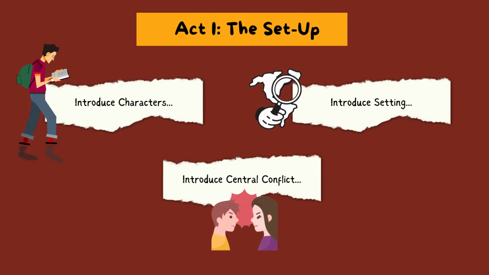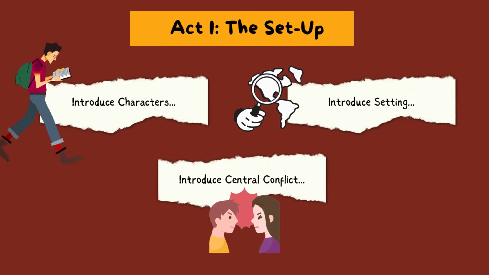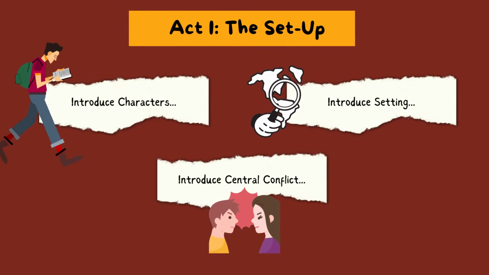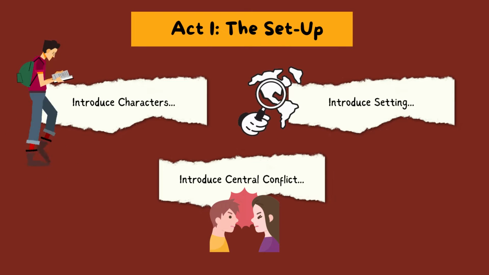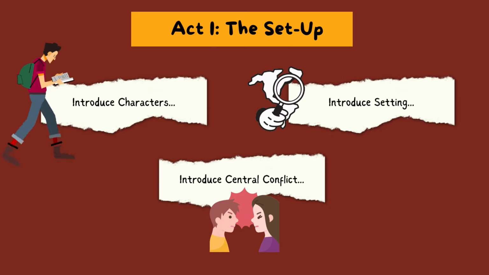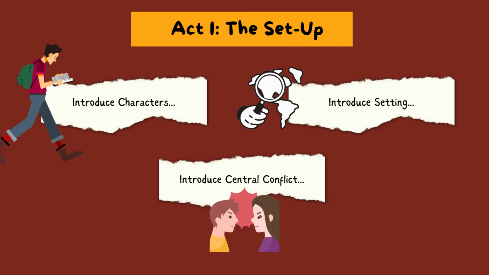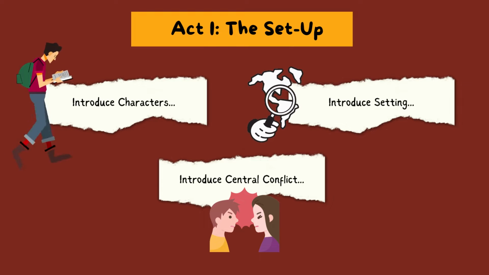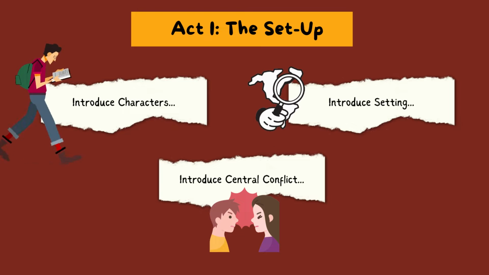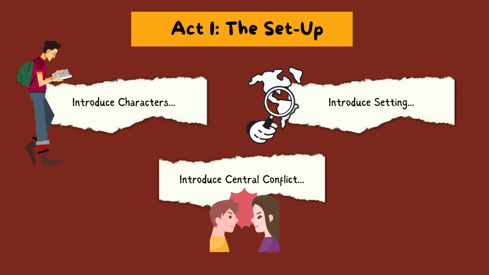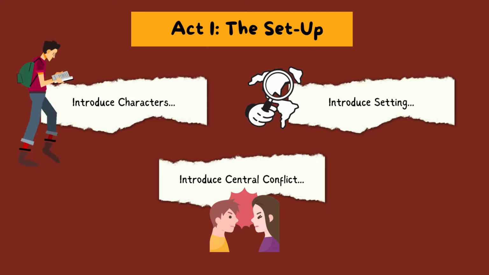The first act of the 3-act structure is the setup. This is where you establish the world of your story, introduce your characters, and set up the central conflict that will drive the plot. The setup should engage your audience and make them care about your characters and their journey. It's also important to establish the tone and genre of your story in this first act. Let's look at an example.